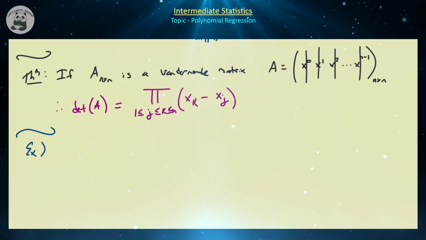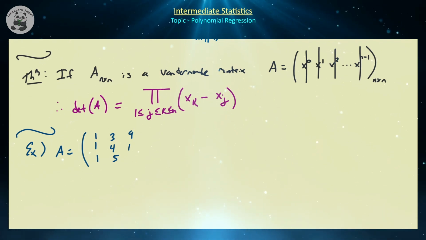So let's take a baby 3 by 3 matrix. For example, let's consider the vector 3, 4, 5 raised to the power of 0, that's going to be 1, and raised to the power of 2, that's going to be 9, 16, and 25.